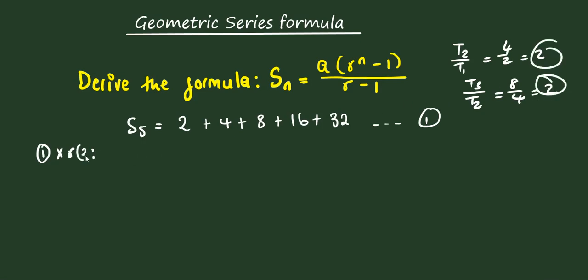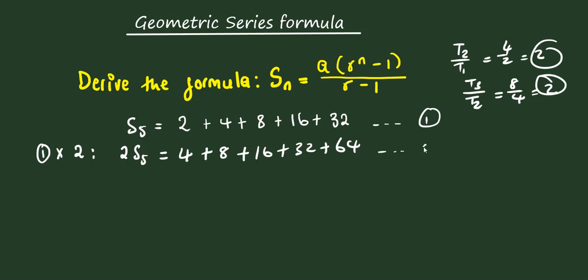So it means we're going to be multiplying by 2 as our constant ratio. So S5 times 2 is 2 S5. 2 times 2 is 4. 4 times 2 is 8. 8 times 2 is 16. 16 times 2 is 32. 32 times 2 is 64. Then this is our equation 2.